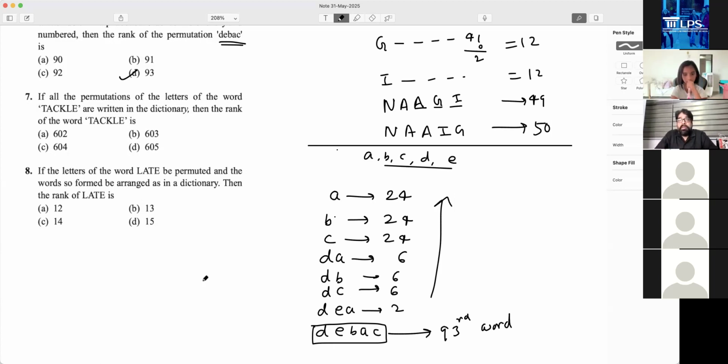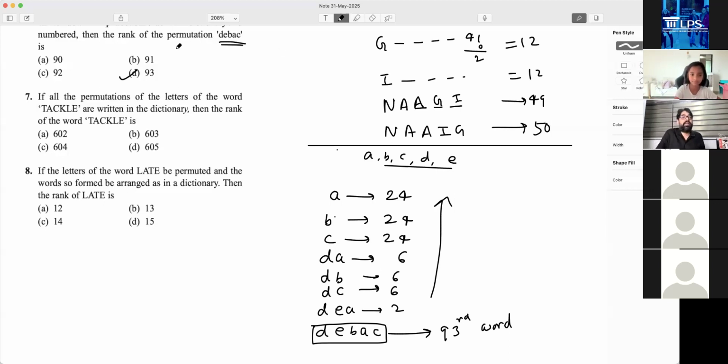Is this clear to everyone? Myra, have you given the correct answer? Yeah, sir, I got it off by 1. Sir, aren't we supposed to sum up 24, 24, 24, 6, 6, 6, and 2? Won't 24 plus 24 plus 24 be 72? And then 6 plus 6 plus 6 is 18, plus 2 is 20. So 20 plus 72 is 92. Yes, that means 92 words are there before DEBATE. Oh, yes, sir. Okay, so DEBATE will come in the 93rd position.